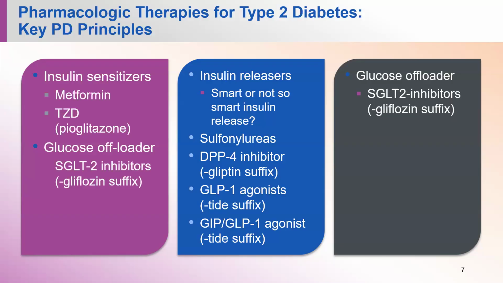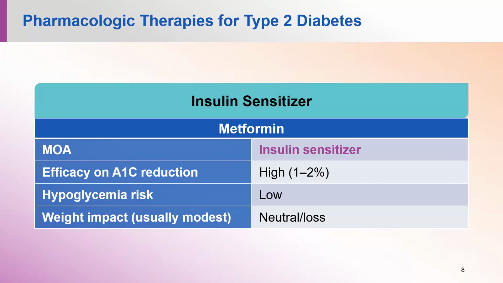All right, the person has been optimally insulin sensitized. They're still not at A1C goal. What is that telling you? Then they need help insulin releasing. So then you decide, oh, sulfonylurea, DPP4 inhibitor, GLP-1 agonist, GIP, GLP-1 agonist. You're going to prescribe one of those. And then also looking at, is there a need for glucose offloading? So let's take a look at these meds with metformin.